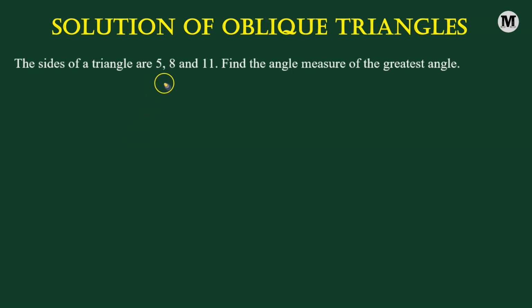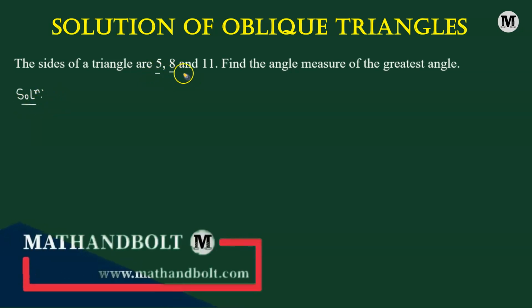The sides of a triangle are 5, 8 and 11 units. Find the angle measure of the greatest angle. Okay, let us begin. Now clearly we have a triangle whose sides are unequal because they are 5, 8 and 11. That means it's an oblique triangle.